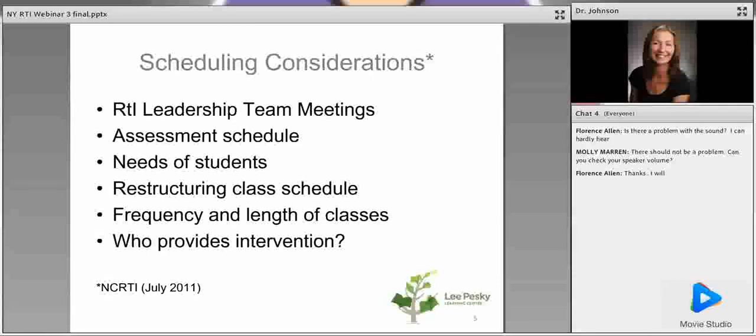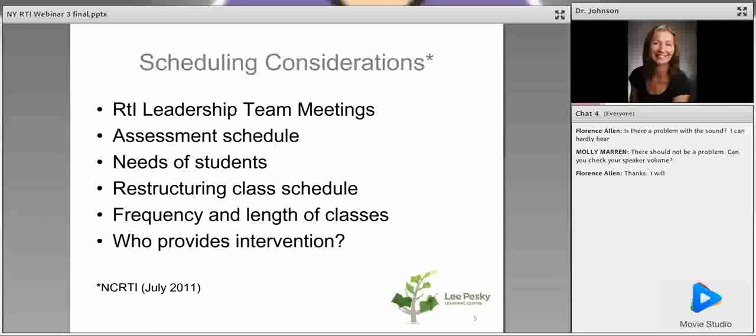And so when I sat down and thought about what those things are, I think one very important consideration is to have a team of folks who are charged with ensuring that RTI implementation happens, right? So we need time for that group of people, whether we call it RTI Leadership Team or a PLC, however your school is going to refer to it. We need time to get that group together to make sure that they can review data, review action plans, and so on.